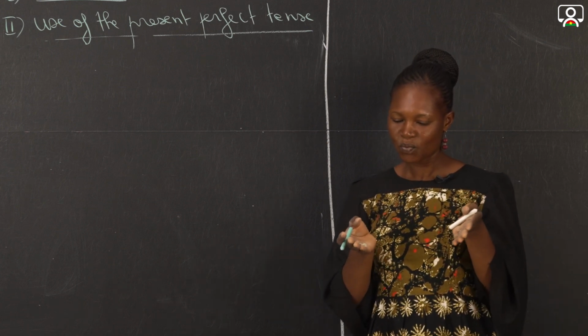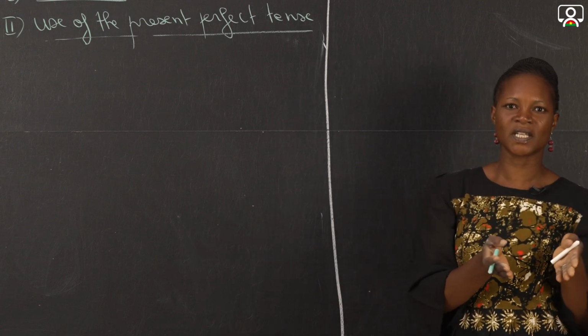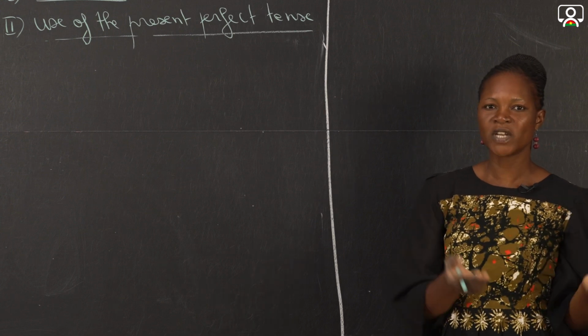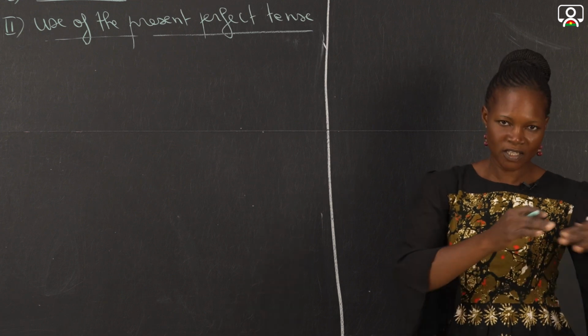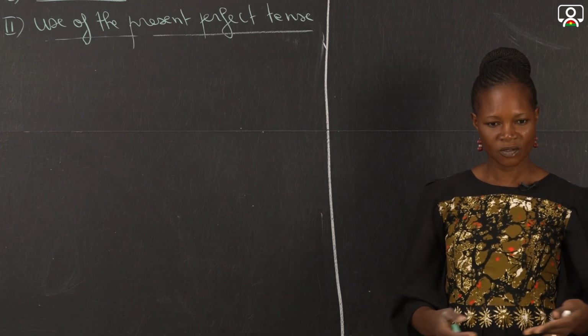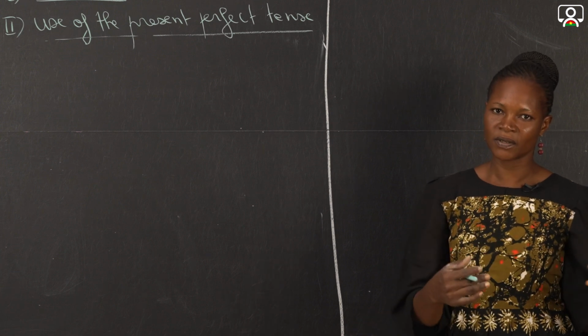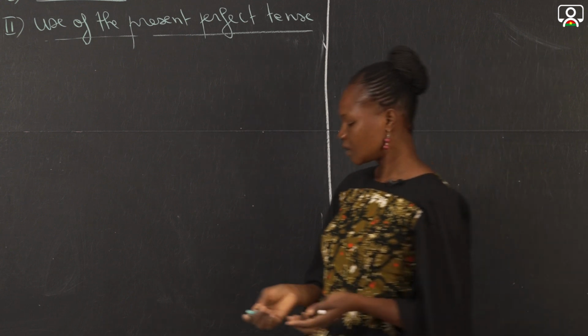Donc, c'est pour des actions qui sont situées dans une période de temps et cette période de temps n'est pas totalement finie ou épuisée. When I say, for example, today, we are still in the period of today. When I say this week, it is not finished, so we are still in this period. When I say this month, this year, this period is not finished.